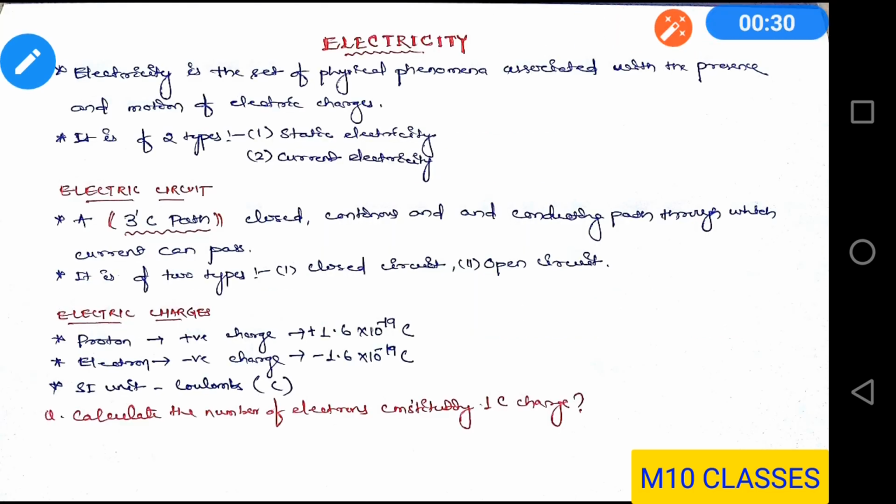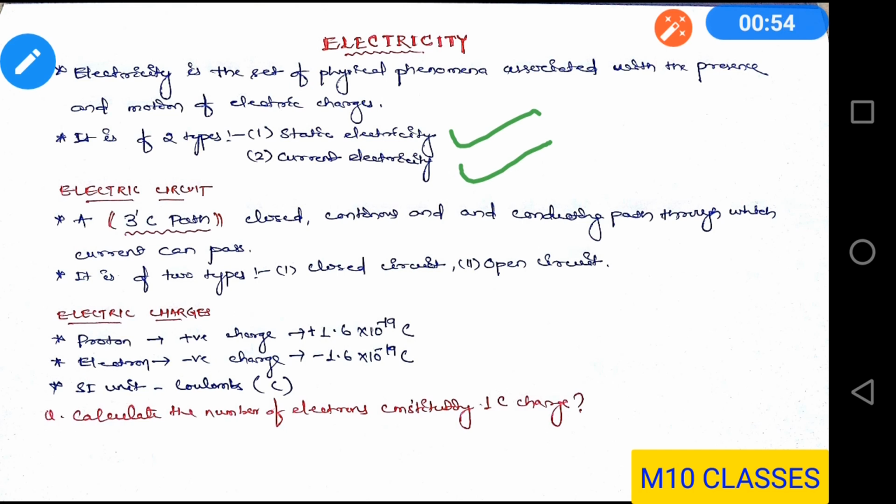So first of all, what is electricity? Electricity is the set of physical phenomena associated with the presence and motion of electric charges. Or you can also say that electricity is a form of energy that is associated with the presence and motion of electric charges. Now this electricity is of two types. One is static electricity and the other is current electricity.